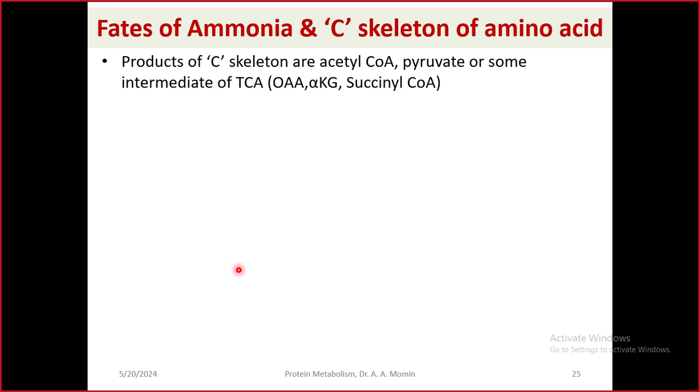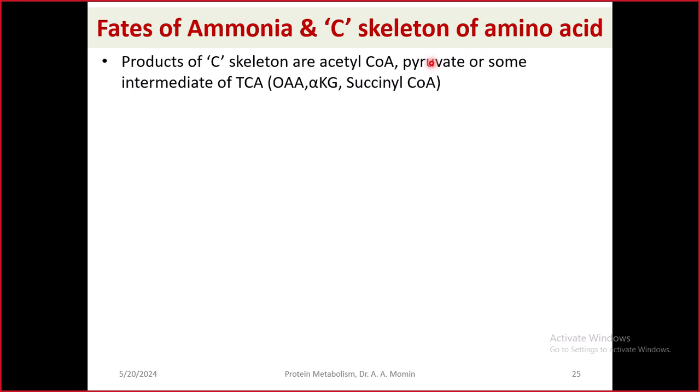The products of carbon skeleton are mostly acetyl-CoA, pyruvate or some intermediate of TCA cycle like oxaloacetate, alpha-ketoglutarate and succinyl-CoA. So once ammonia is separated, the carbon skeleton, the remaining structure of amino acid, may get converted to acetyl-CoA, enter TCA cycle, produce energy. It may be converted to pyruvate depending on the condition.